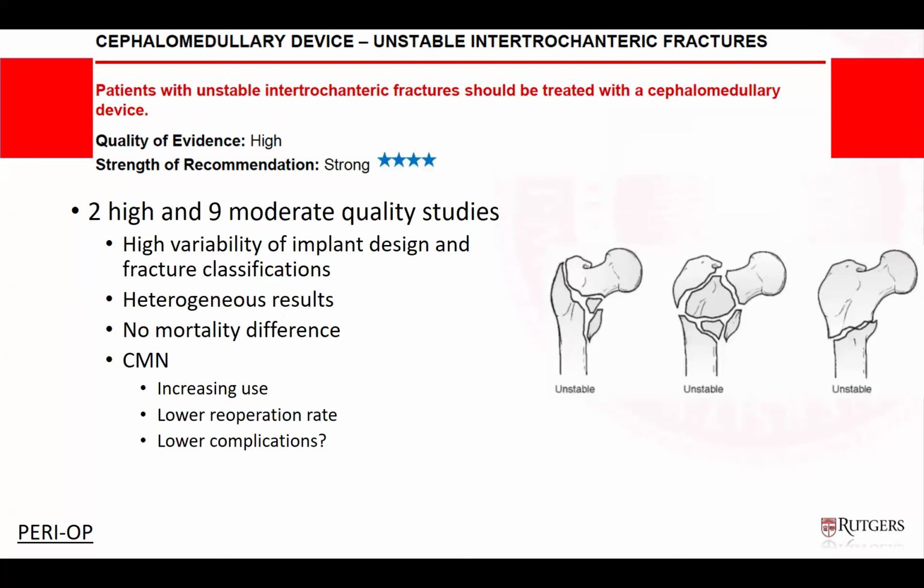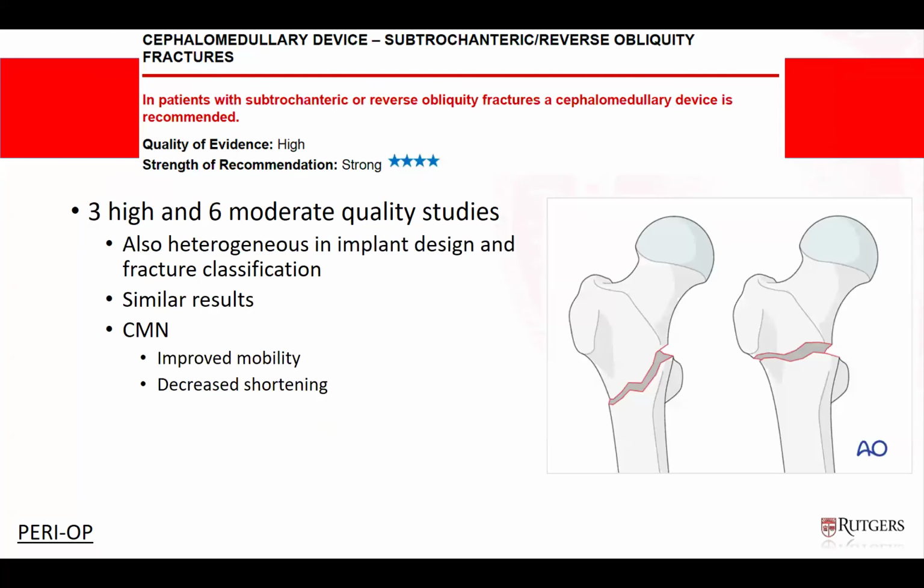In terms of unstable fractures, they should really be treated at this point with a cephalomedullary device. 2 high and 9 moderate quality studies showed significant better outcomes with a cephalomedullary device versus sliding hip screw. The problem with a lot of these studies is there's so many different implants. There's a lot of different fracture morphologies that are hard to standardize, and there really hasn't been shown to be any mortality difference. Similarly, with reverse obliquity or subtroch fractures, there's heterogeneous implant design, but it does favor cephalomedullary nail versus sliding hip screw.